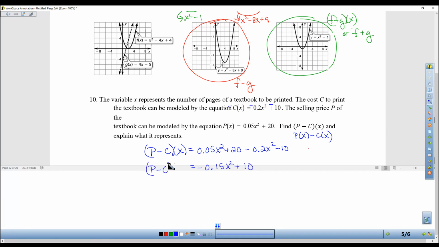But the more important question is, what does that mean? So if you have a selling price and you subtract away the cost that it took to print it, what are you left with? You're left with your profit. Okay, so this represents the profit if you have x pages. Remember, x represents the number of pages.